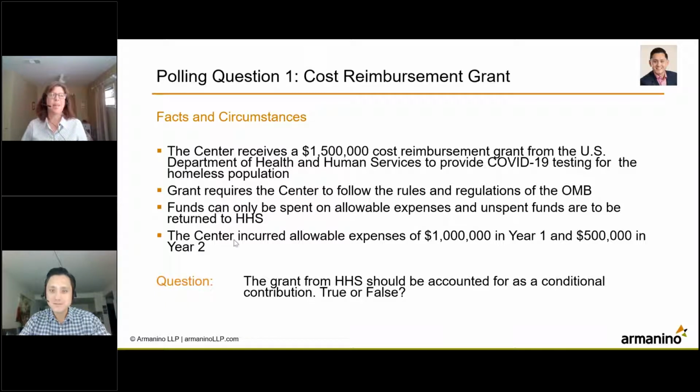So quickly, we've got an organization, a center that receives a $1.5 million cost reimbursement grant from Health and Human Services to provide COVID-19 testing for the homeless population. The grant requires the organization to follow the rules and regulations of the OMB, and they can only be spent on allowable expenses. Any unspent funds must be returned to HHS. The center incurred allowable expenses of $1 million in year 1 and $500,000 in year 2. And our question for you all is the grant should be accounted for as a conditional contribution, true or false.